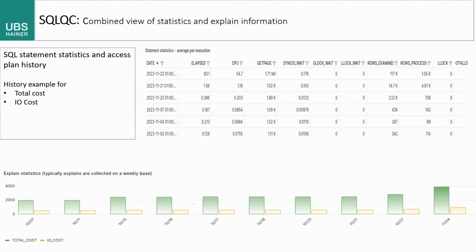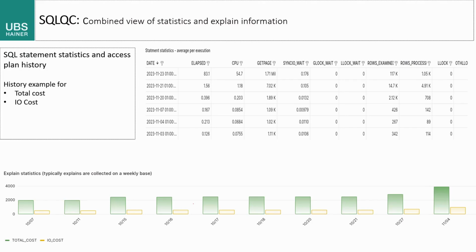Ann was already describing that they are using the explain to find out what was changed, for example, in statement behavior. This is what we see in this picture as well. So we are combining permanently the elapsed time, the CPU time, and the access plan information. So what we see here at the bottom of the slide are the estimates of how the optimizer believes the statement should behave. So we see, for example, in green, the total cost for the statement.